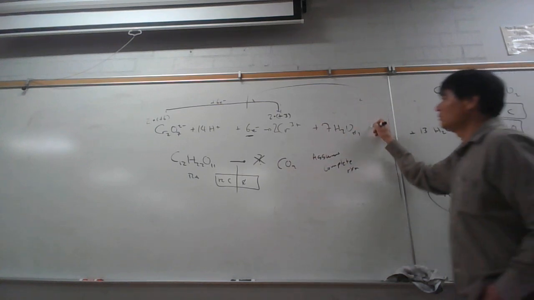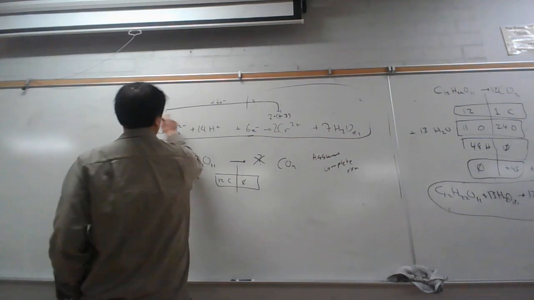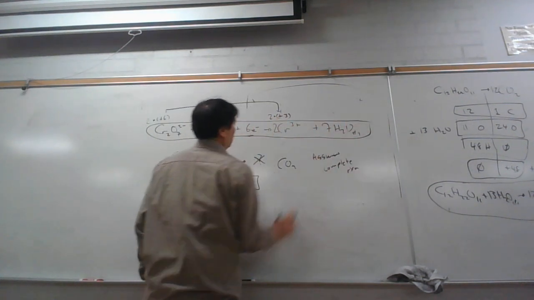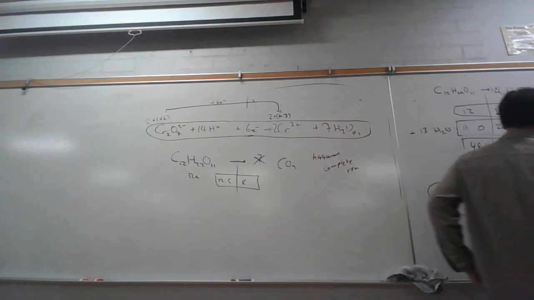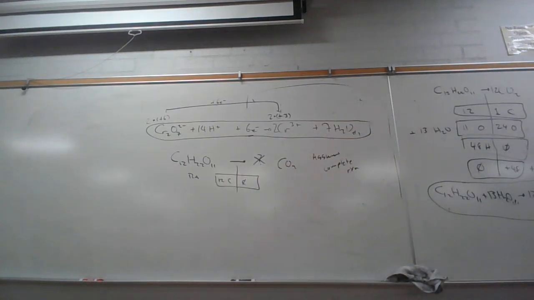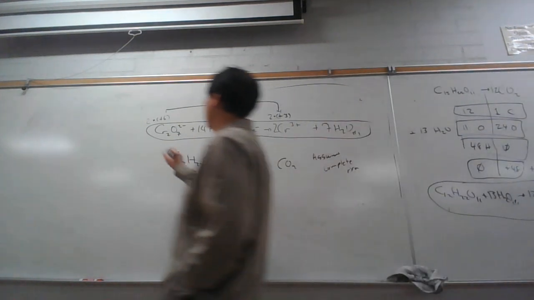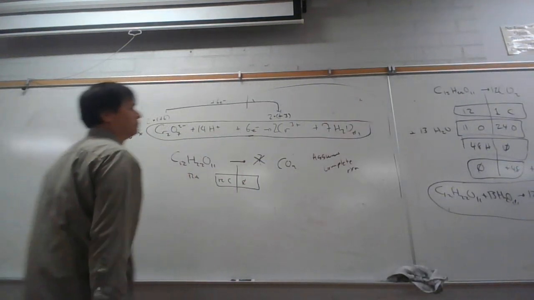And then I'm going to combine it with this here. So this one needs 6 electrons. This is 48 electrons. So times 8, yeah. We'll just take the first one and multiply by 8. It's 8 times that.